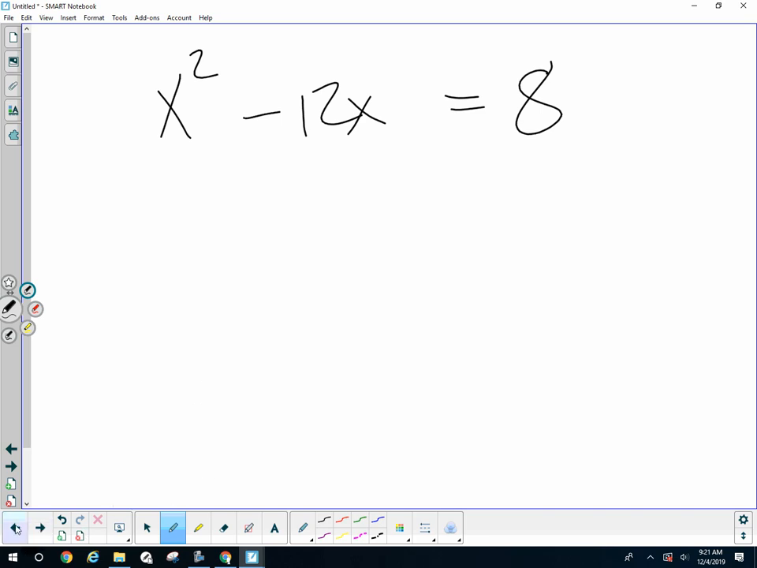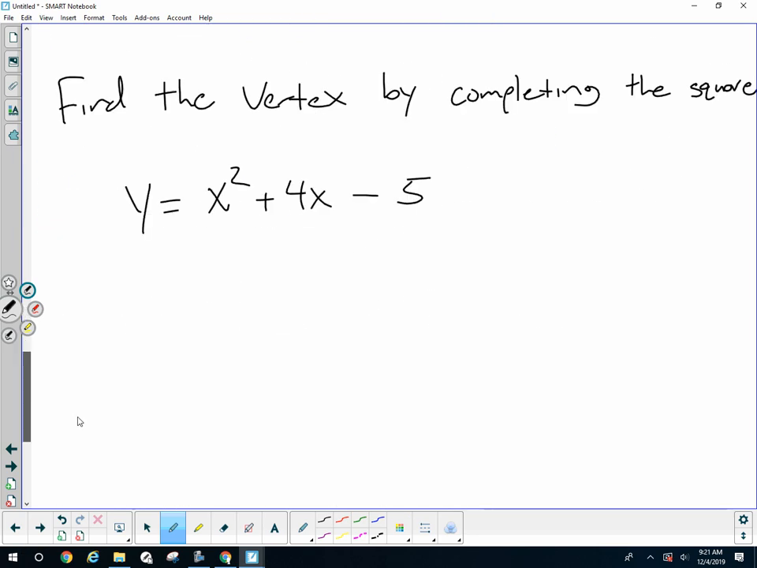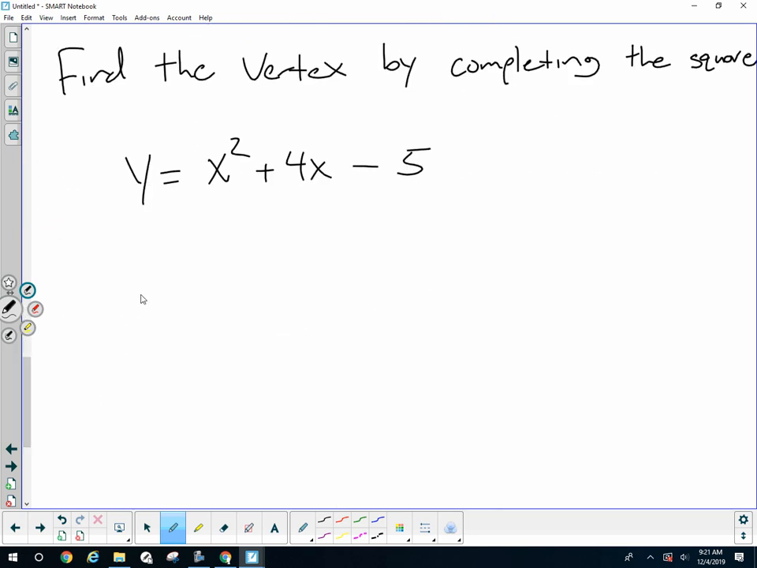And now I'm going to continue to do a couple more problems where we're going to be completing the square, but we're not going to be solving. Notice we do not have a 0 here. We have just a y. And we are asked to find the vertex.